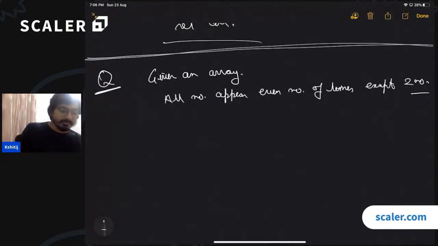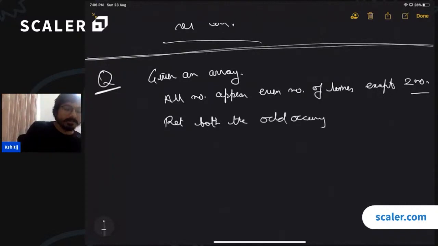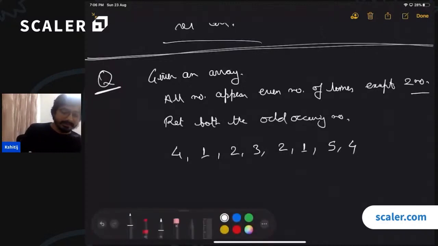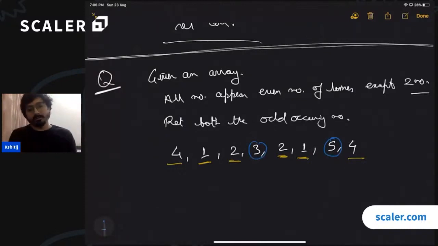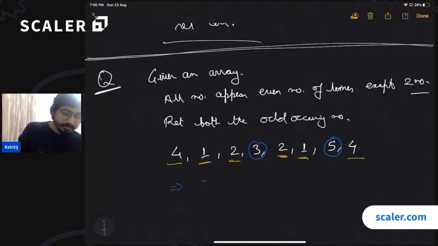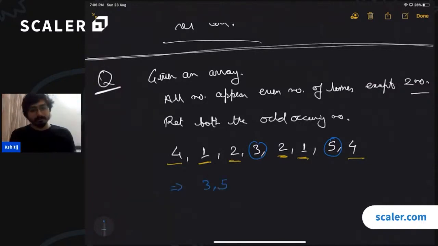All the other numbers are appearing an even number of times. Okay, and you have to return both the odd occurring numbers. So for example, if the array is 4, 1, 2, 3, 2, 5, 4, right? Now in this case, you can see that 4 is occurring an even number of times, 1 is occurring an even number of times, 2 is also occurring an even number of times. But 3 and 5 are occurring an odd number of times. So in this case, you have to return both these elements. Is the problem clear, guys?